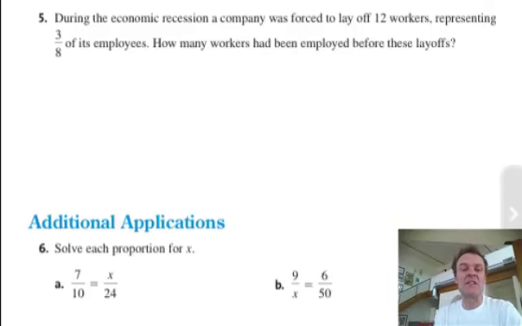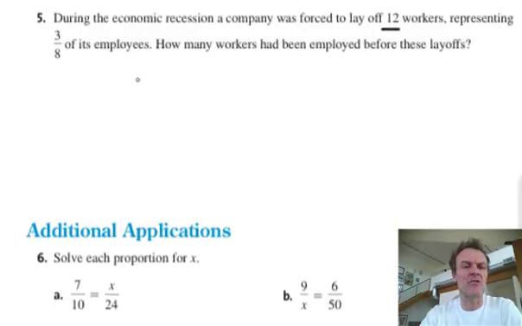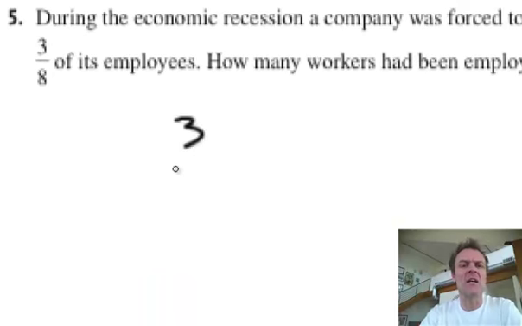Okay, so we'll just continue with these proportions. So this 12 workers, now apparently that's not the total amount of workers. They were forced to lay off 12 workers, and that 12 workers represents 3/8 of the total amount of workers, the employees. So again, I'll write this 3/8. Now remember, I'm not doing what's 3/8 of 12. 12 isn't the total.